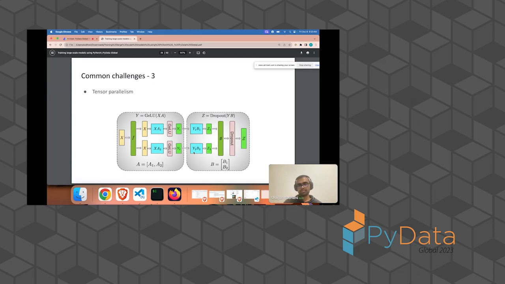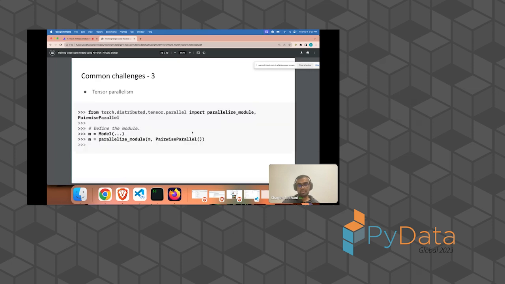And again, in this case, B is a full matrix, but y1 b1 and y2 b2 could be lying on different machines. I also want to highlight that you may want to, for example, put A1 and B1 on the same machine. So you could do that. So in this case, you're sharding the model along the horizontal axis.